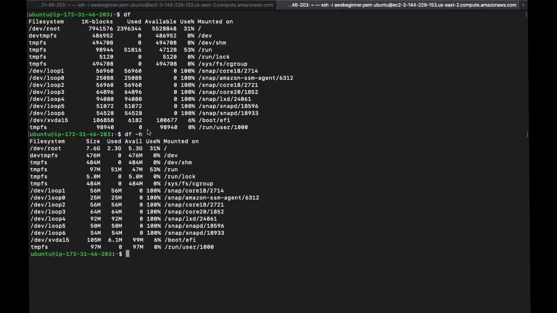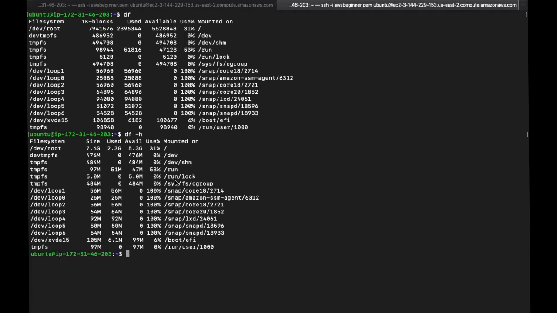-h means human readable, so it just makes your df more readable, right? So what you find here is that you can read the available disk storage, the used and the total size, and then you can find as well the devices they are mounted on, right?